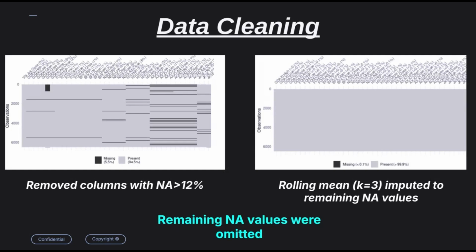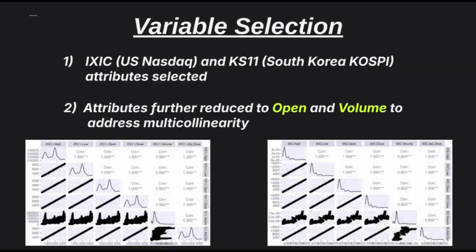After that, we decided to use rolling averages with a K of 3 to impute values for the remaining NA values. This is better than finding one overall average for each attribute, as the average, as we will see, seems to change over time, or the general value of a stock changes over time. So using one long overarching average just doesn't fit the data set well. The remaining NA values that are sometimes generated from rolling mean imputation were simply ignored or omitted when we actually ran our analysis.